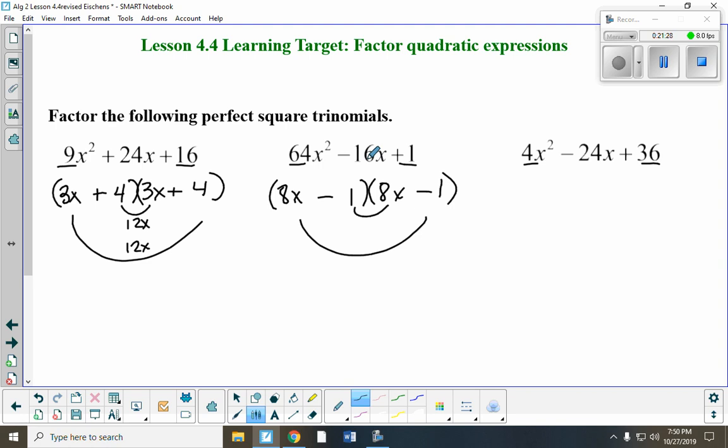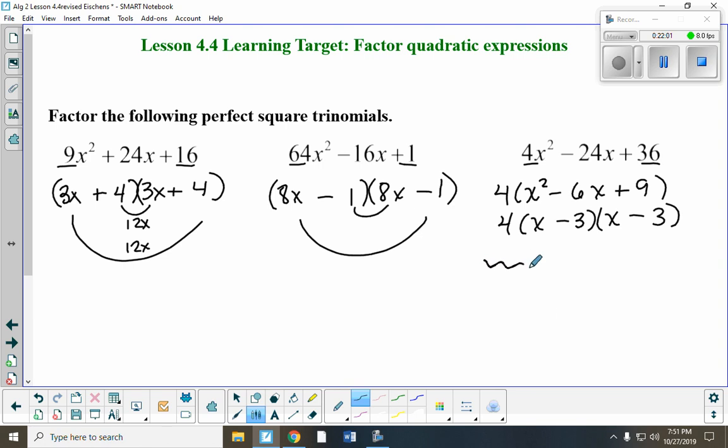Now this one we have to be a little careful for because as we look here, there is a common factor of 4. And so we should take that out first. That would give us x squared minus 6x plus 9. Now notice we still have a perfect square trinomial because 1 is a perfect square and 9 is a perfect square. So that would be x, 3 times 3 is 9, and minus 3 is minus 6.